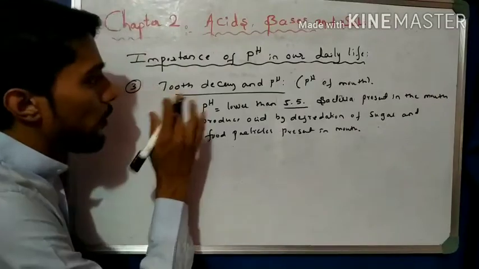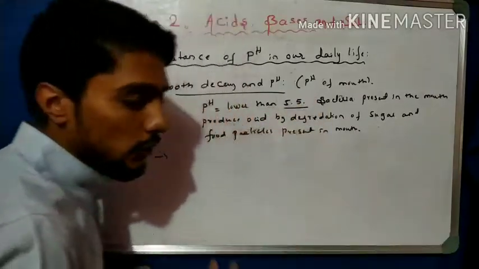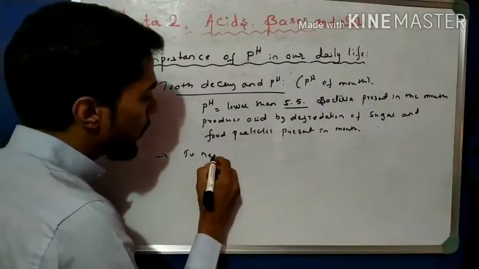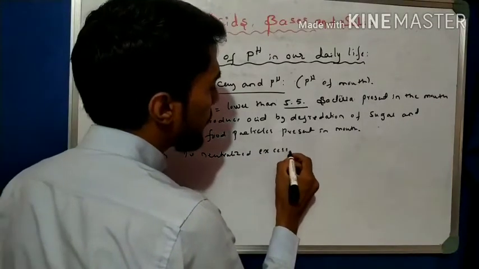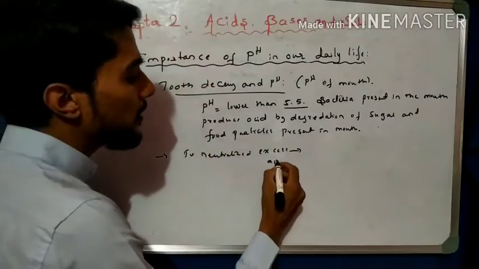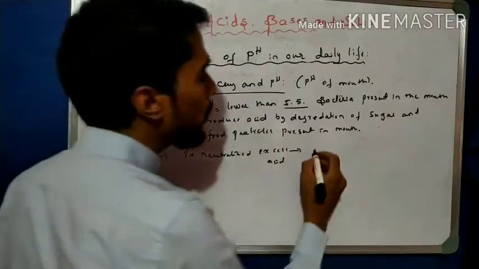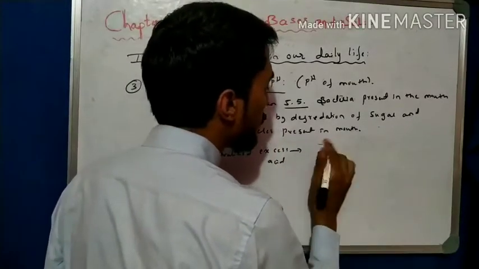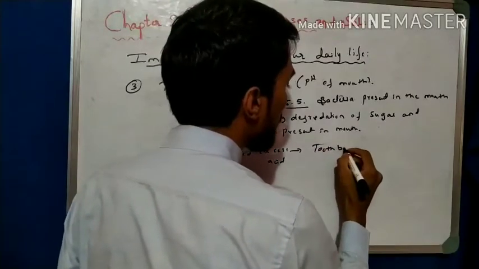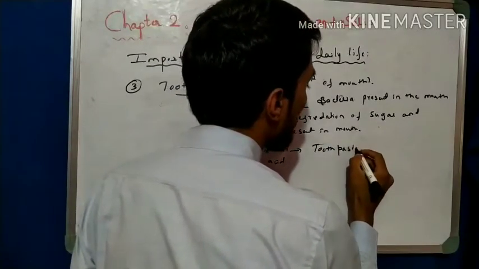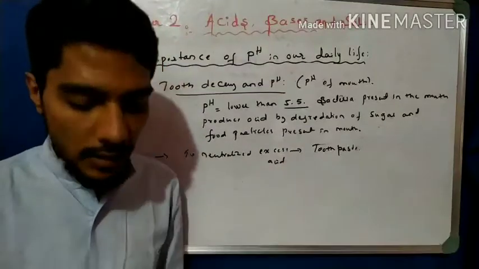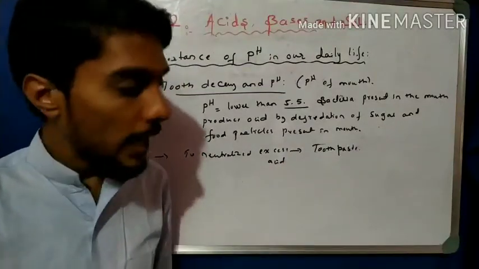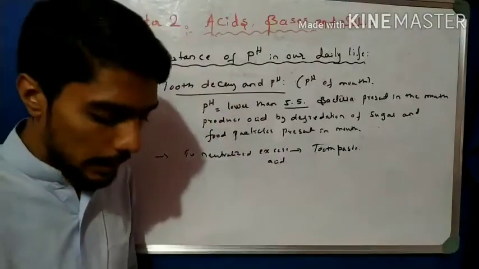So you have to neutralize this excess acid. To neutralize the excess acid present in the mouth, we use toothpaste. Toothpaste neutralizes the excess acid present in our mouth and prevents the tooth from decay.